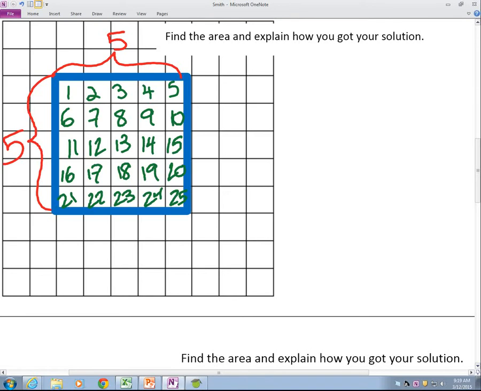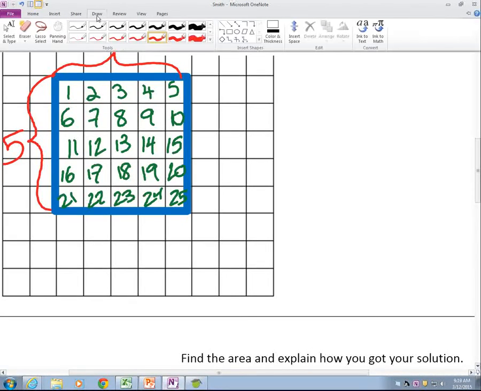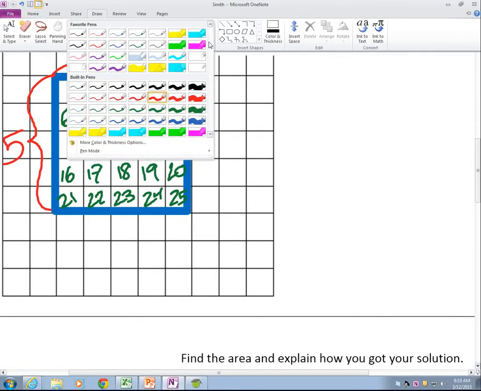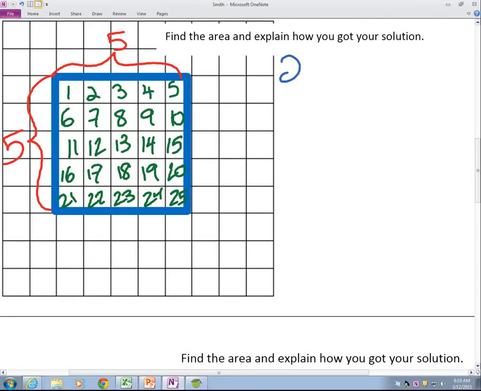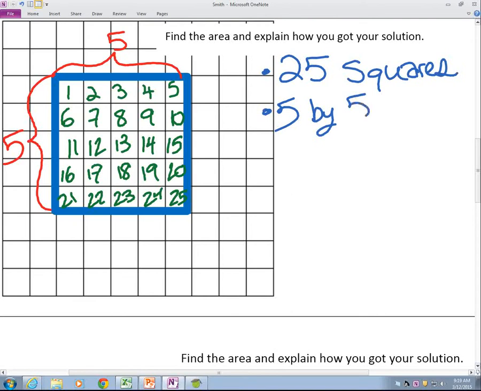Okay. How do you want to describe it? What can you tell me here? I got 25, because there's 5 going down and then 5 squares going across. Okay. So a 5 by 5 rectangle.